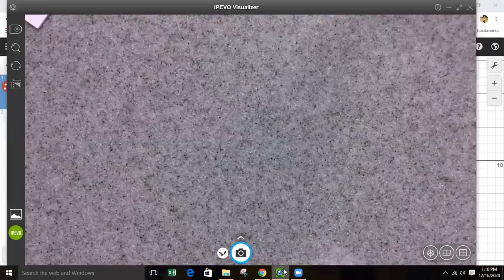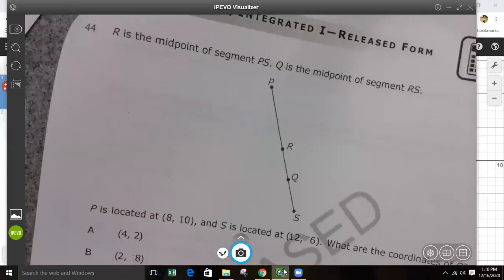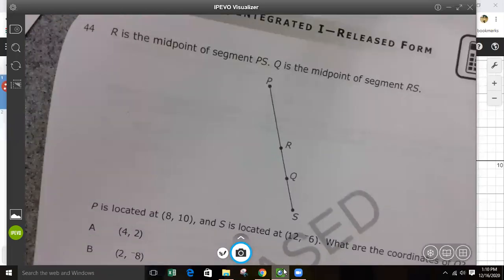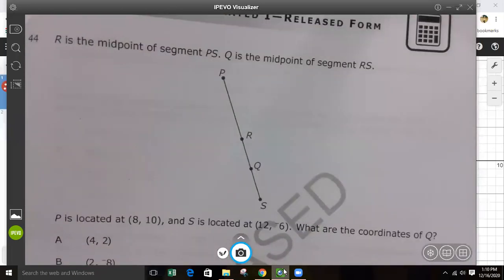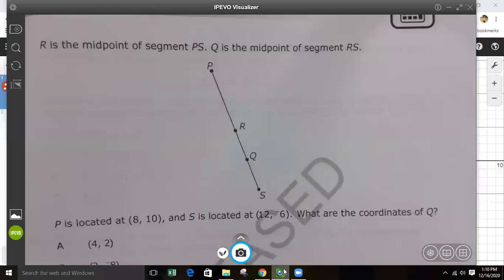44 is really easy. You just got to know what the meaning of midpoint is. And midpoint means in the middle. So R is the midpoint of segment PS and Q is the midpoint of segment RS.